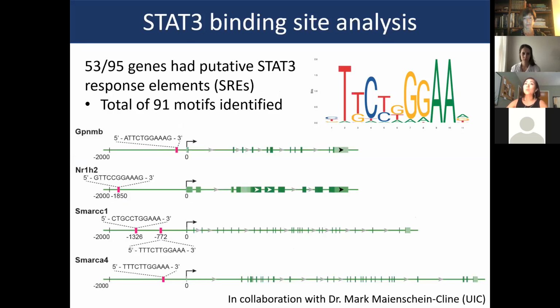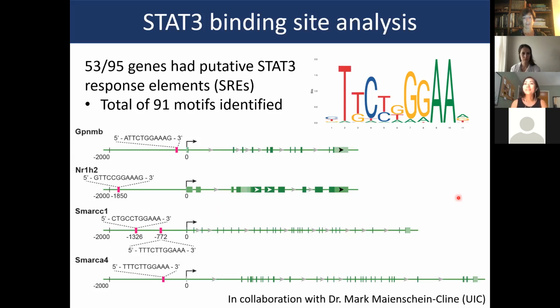By doing this, we found that 53 of our 95 genes had putative STAT3 response elements, totaling 91 motifs identified, which is a very high percentage of genes with putative STAT response elements. The genes on the slide here are just some examples of the genes that have STAT response elements and their locations in the promoter region.